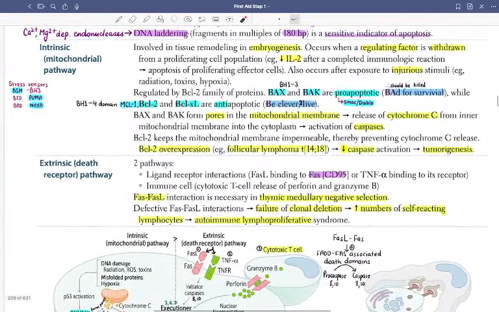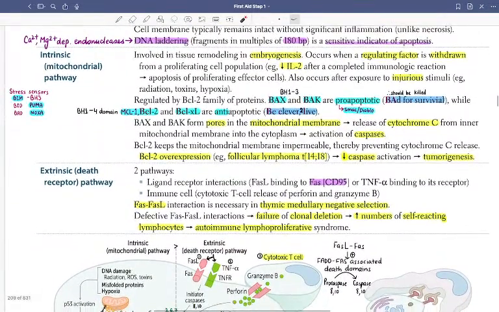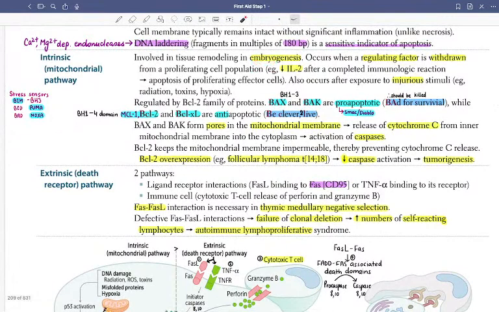Intrinsic mitochondrial pathway: embryogenesis, or a regulating factor withdrawn from a cell. When a regulating factor such as interleukin 2 is withdrawn, it decreases after an immunological reaction. So apoptosis is triggered by proliferating effector cells, or injurious stimuli such as exposure to radiation, toxins, and hypoxia. As usual, this is extremely important.